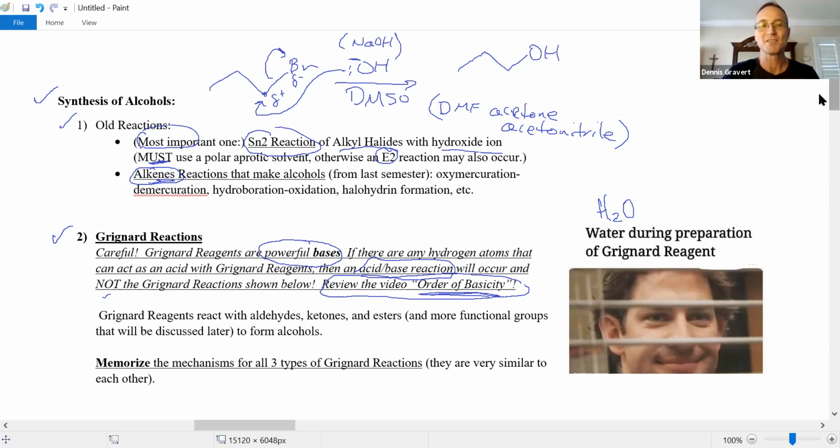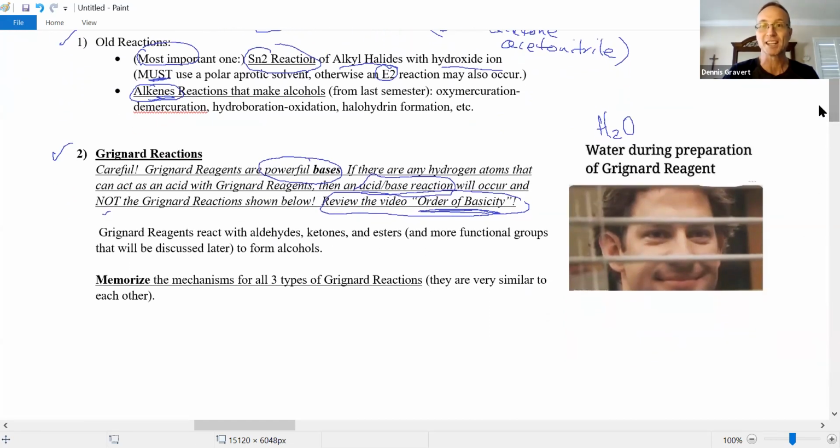The good stuff is if you can make a Grignard in the absence of water or any other acid, then they can react with aldehydes, ketones, and esters. And the common feature here is they all have carbon-oxygen double bonds. And so they have a very common mechanism. The Grignard is going to have a little longer mechanism because of the second oxygen, but the mechanisms are very similar.